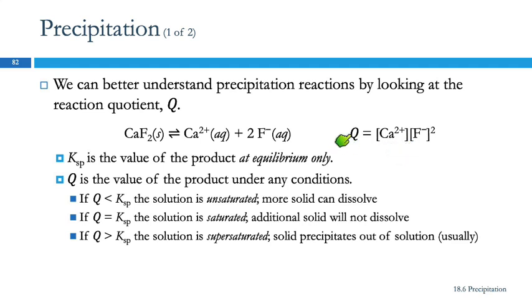If Q is greater than K, then these things are too big and they have to come down, and that will cause this equilibrium to shift to the left, and solid will precipitate out of solution, usually.